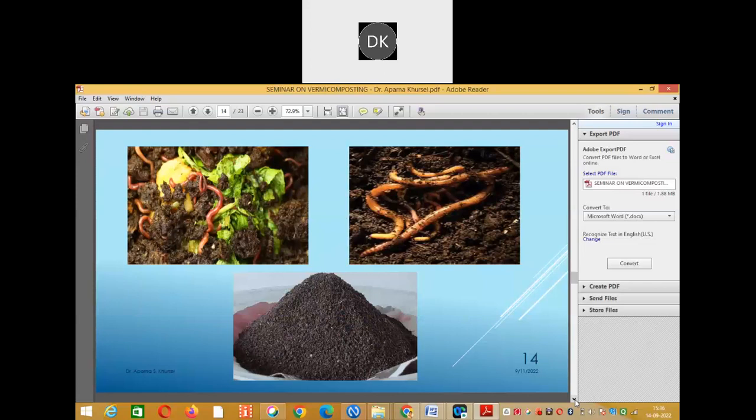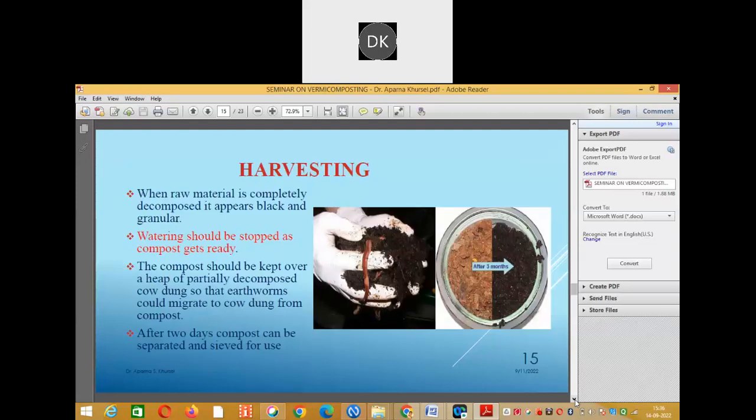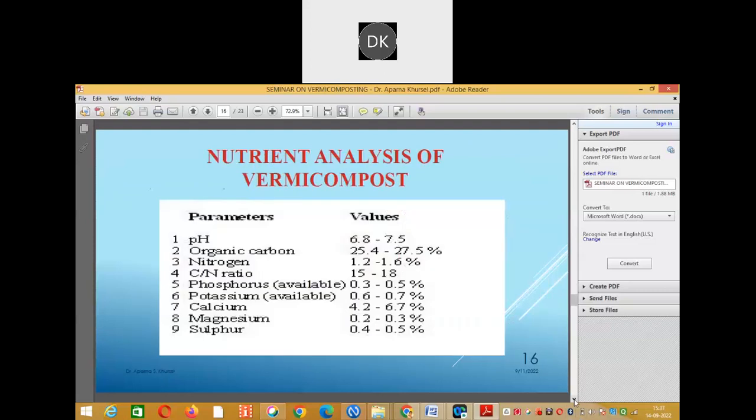Next, ma'am. So finally, you can see that from agricultural waste and kitchen waste, we get the black gold, worm cast. Next, ma'am. So once the black granular compost is prepared, we need to harvest it, and watering should be stopped at that time. The compost should be kept over a heap of partially decomposed cow dung so that the earthworms could migrate to the cow dung from the compost. And after 2 days, we can easily separate and sieve it for the use of vermicompost.